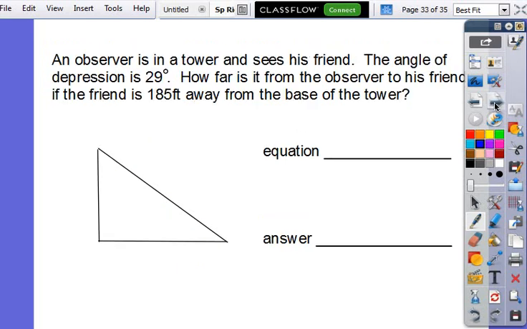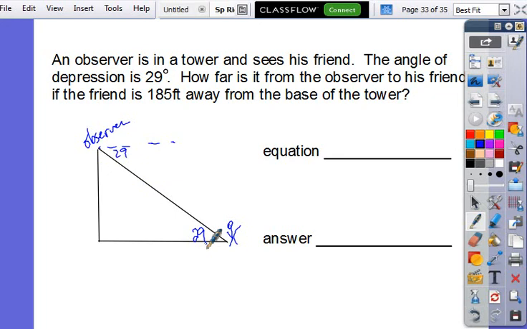An observer is in the tower. So that means the observer is up here. Sees his friend. Well, the friend's got to be down here. Angle of depression is 29. So where does that 29 going to go? Below. It starts right there, but I'm going to put it in the triangle down there. Because it's the same thing. Because of what rule? Alternate interior. So I've got my angle.